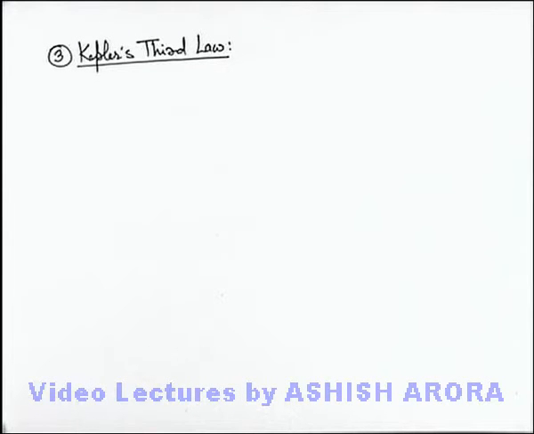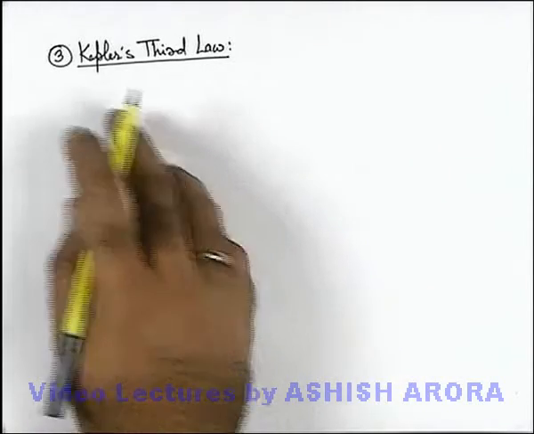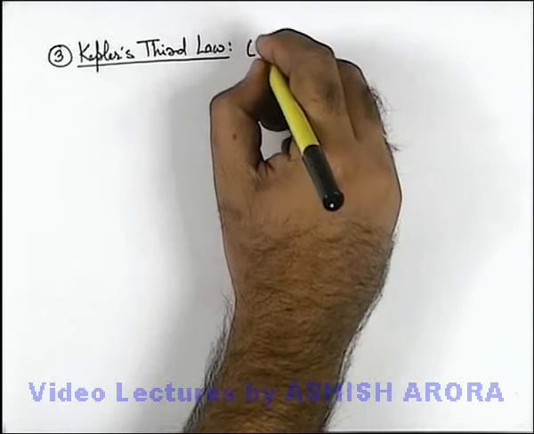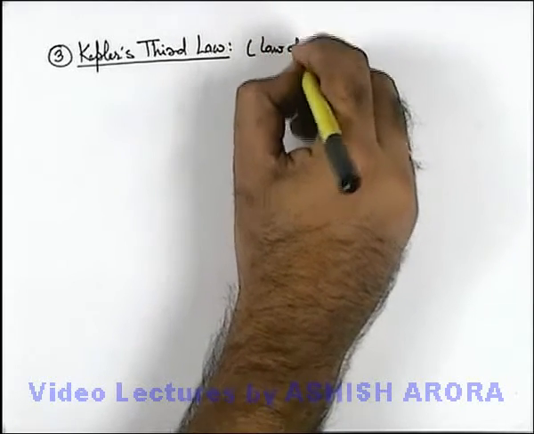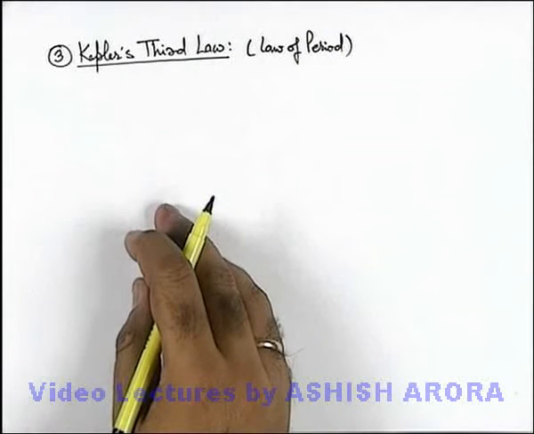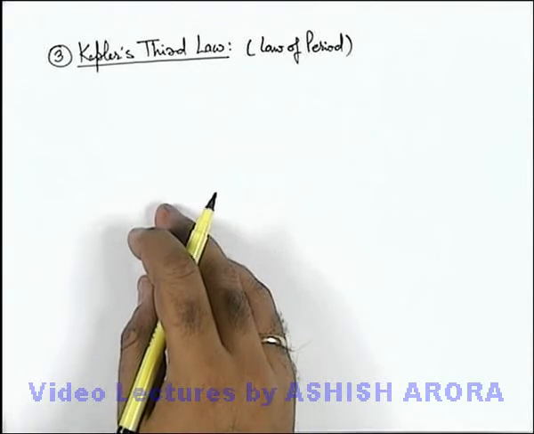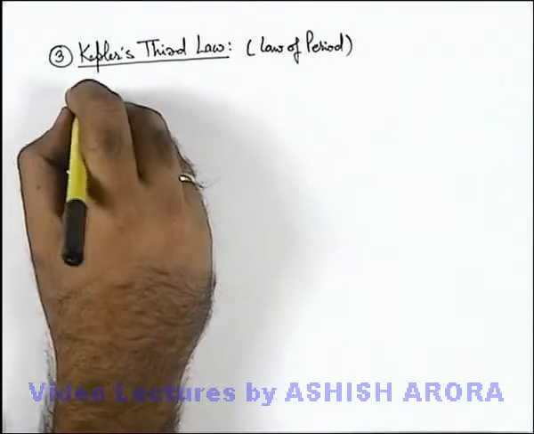So after discussion on Kepler's first law and second law, let's continue with Kepler's third law. This law is also termed as the law of periods, as it relates the revolution period of a planet in an elliptical orbit with the dimensions of its elliptical path. Let's first write down the statement of Kepler's third law.